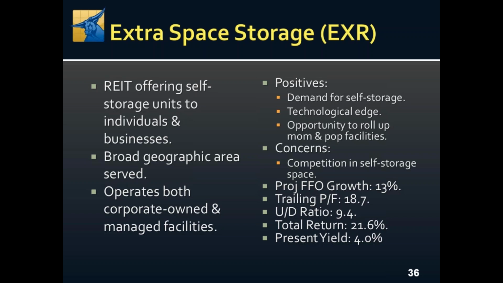trailing P/FFO ratio, so that's price to funds from operations, is 18.7. The upside downside ratio, which again I use interchangeably with reward to risk ratio, Dan asked that question. So the upside downside ratio is 9.4-to-1, the total return 21.6%, and that includes a present yield of 4%. So I think this is a 4% yield that is pretty secure in terms of the stability of that yield. Many REITs do offer this income component.